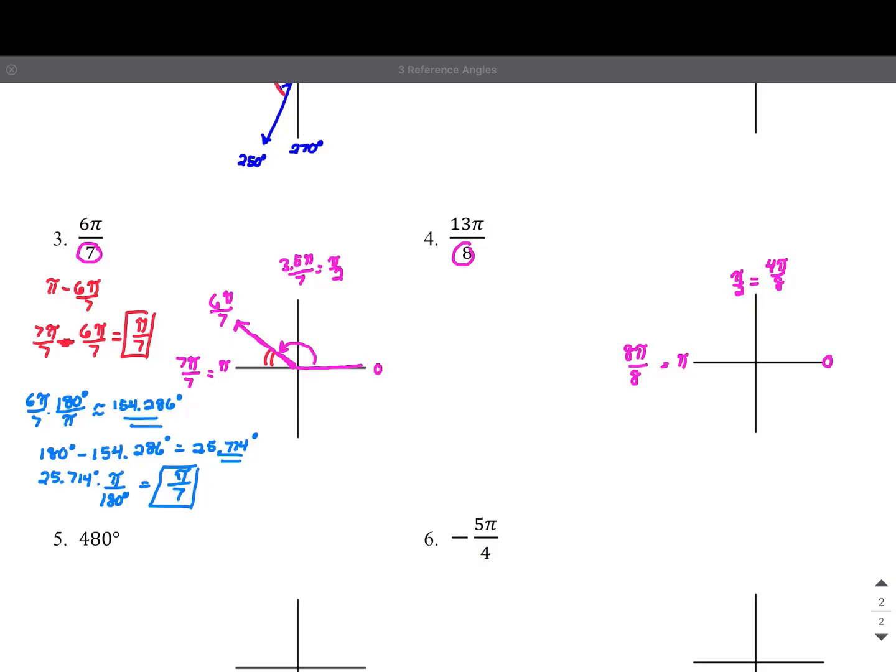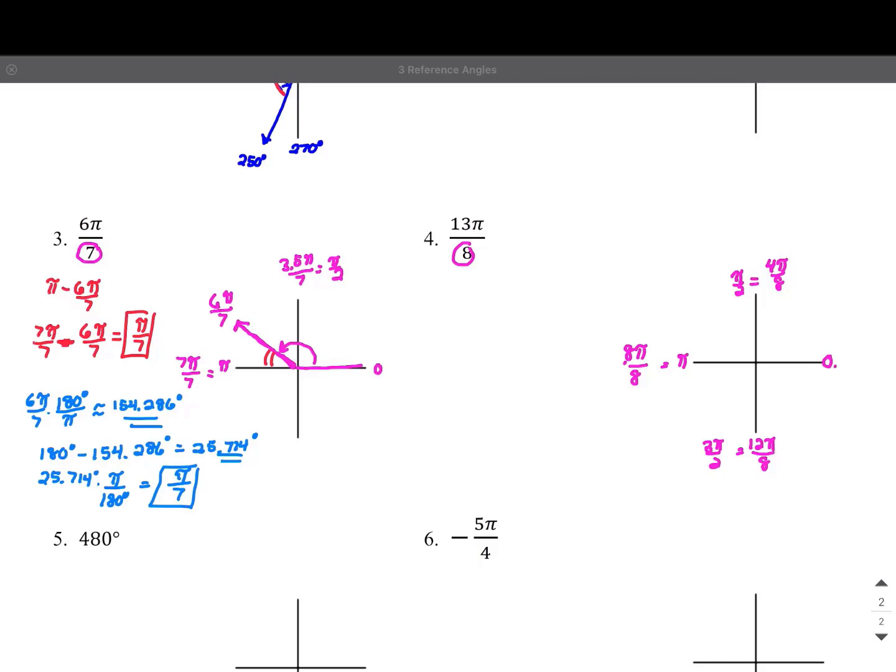Now, you take this 4 plus 8 is 12 pi over 8. That's the same as your 3 pi over 2. Just like 1 plus 2 gave us 3. All right, and now, so that's 12 pi over 8. We're still not at what we want, 13 pi over 8.